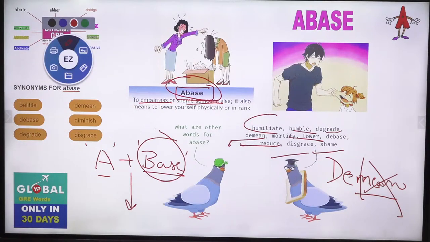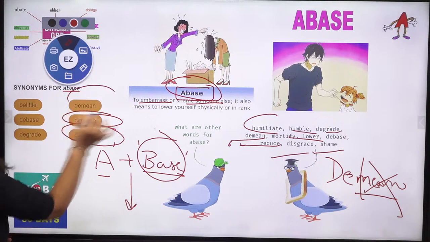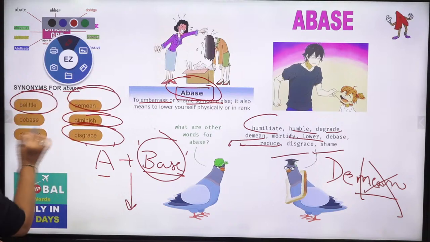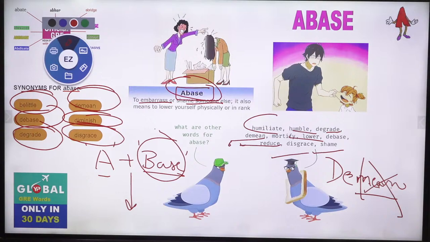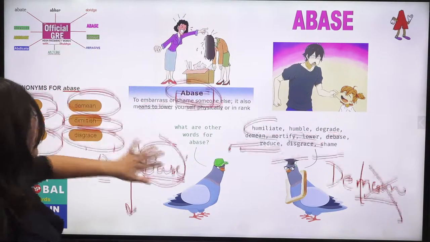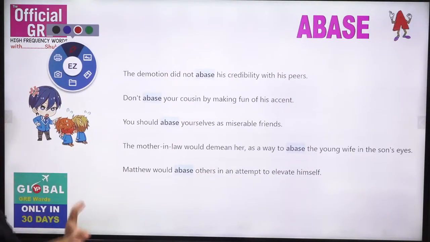Abase means when you are humiliating someone, shaming someone, embarrassing someone, diminishing someone, disgracing someone, demeaning someone, belittling, degrading, and debasing. So this was the very first word. Now I'll tell you how you can learn this word in sentence format, how you can speak it in your sentences and your everyday language.